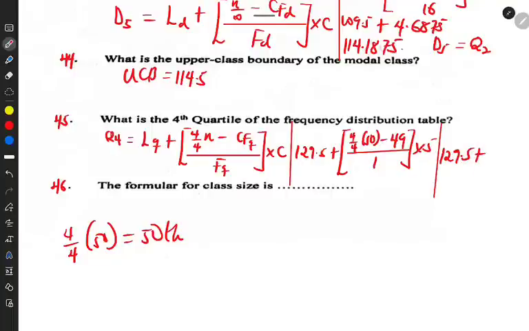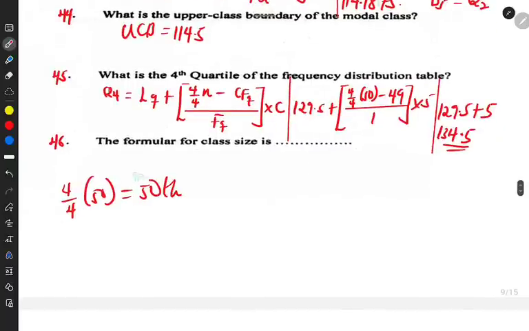129.5 plus, we're supposed to get a value of what? 5. Yeah. And that will give us 134.5. So it is going to be the value of our Q4 in the group data. So let's take note of that.